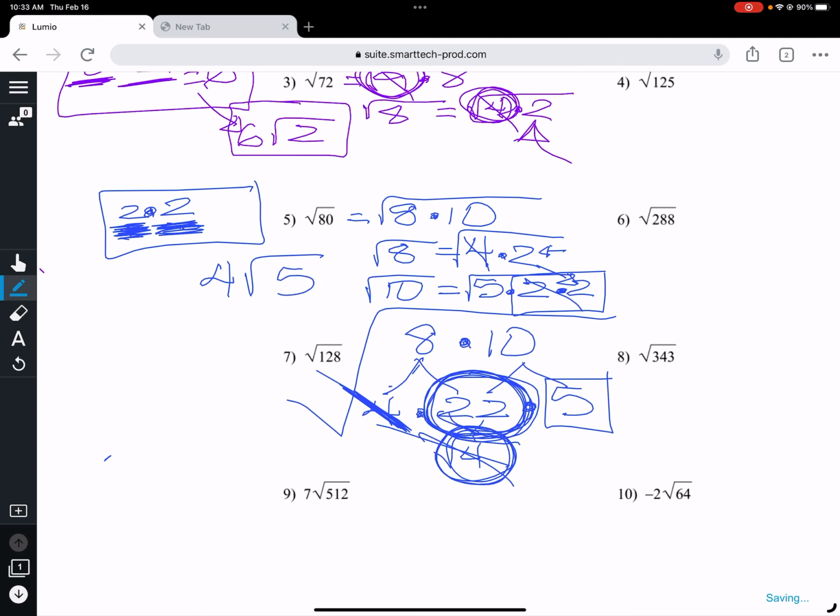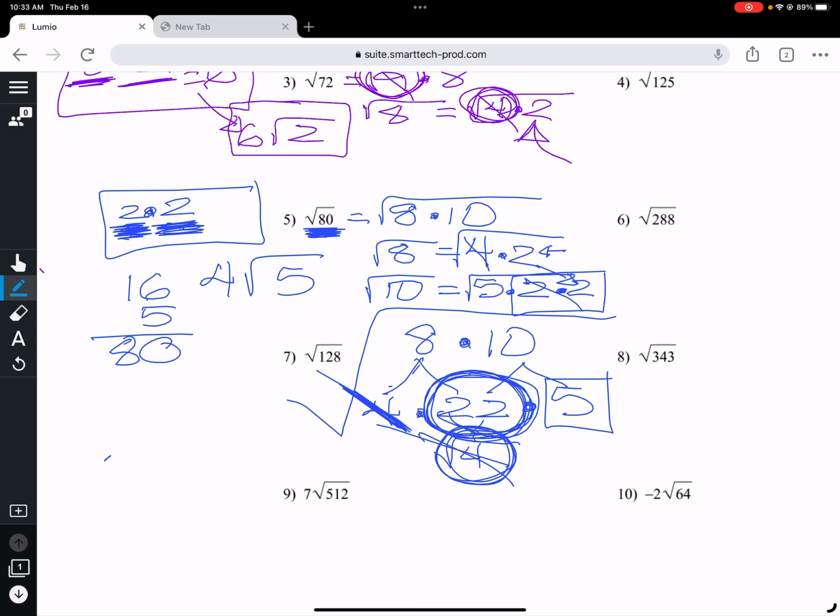Now let me ask you this. What is 4 squared? 4 squared, not root. 16. What is 16 times 5? 80. And notice that's our number. So you're able to check it by taking the numbers you've removed, that compilation of numbers. Once you've finally multiplied them all together, square what's out there and then multiply it by what's underneath to check. And it gave us 80.